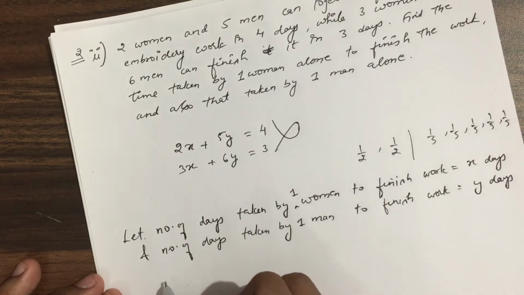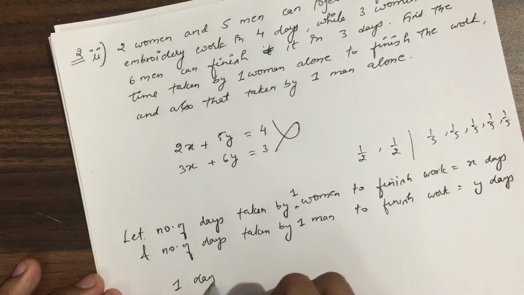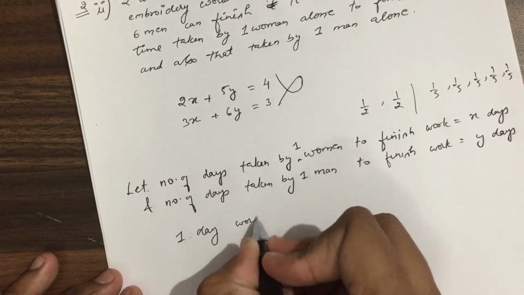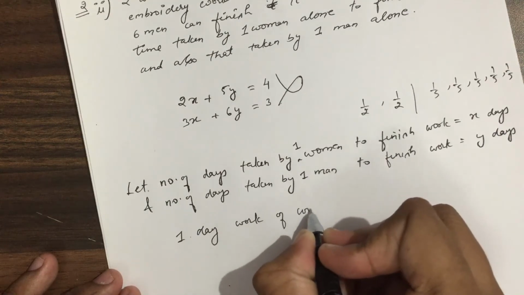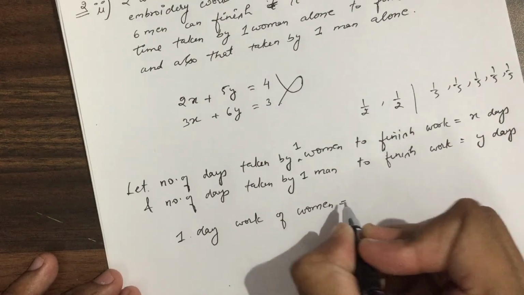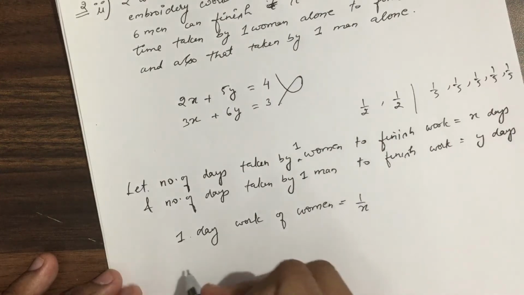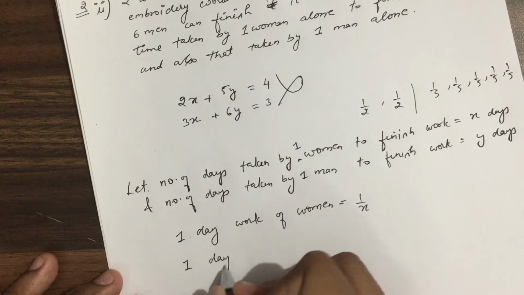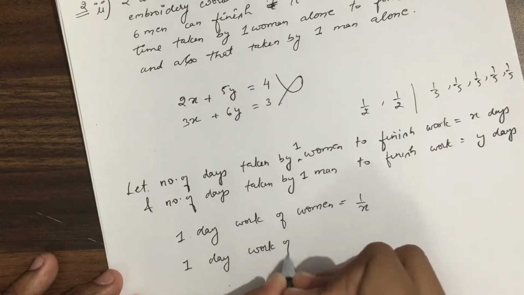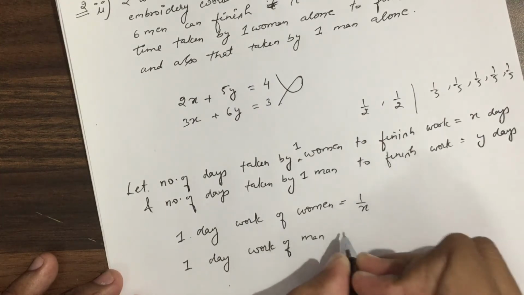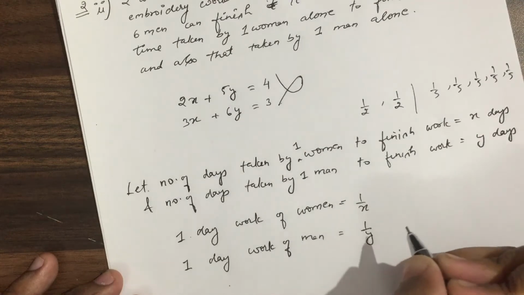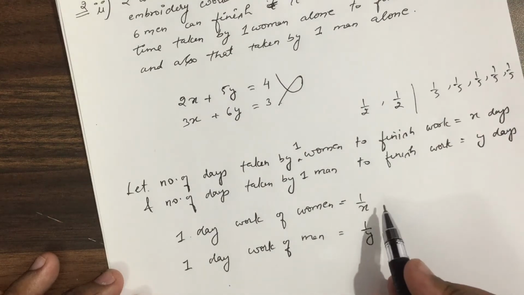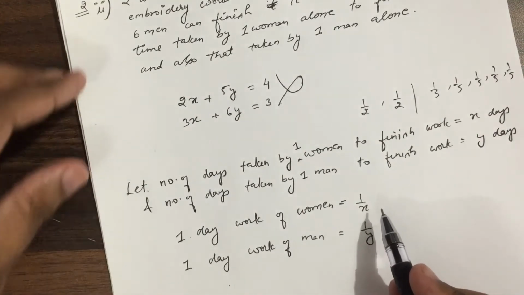So we can say that one day work of woman will be 1 by x. Similarly, 1 day work of man will be 1 by y. This is the concept we will be using. Now come to the question.